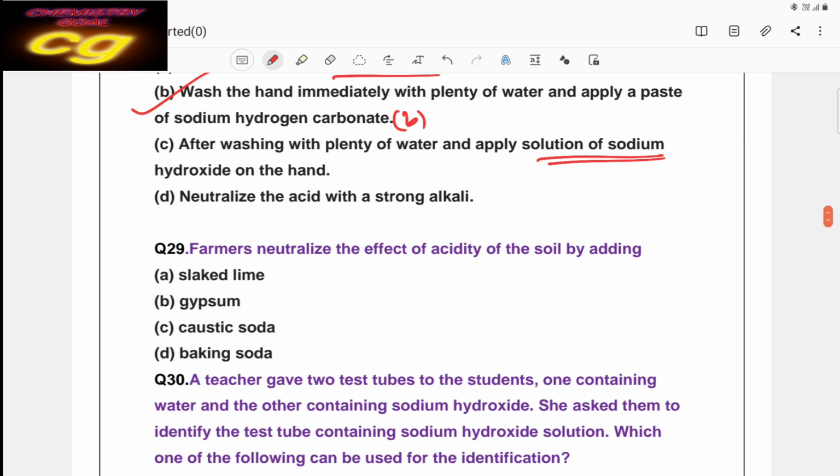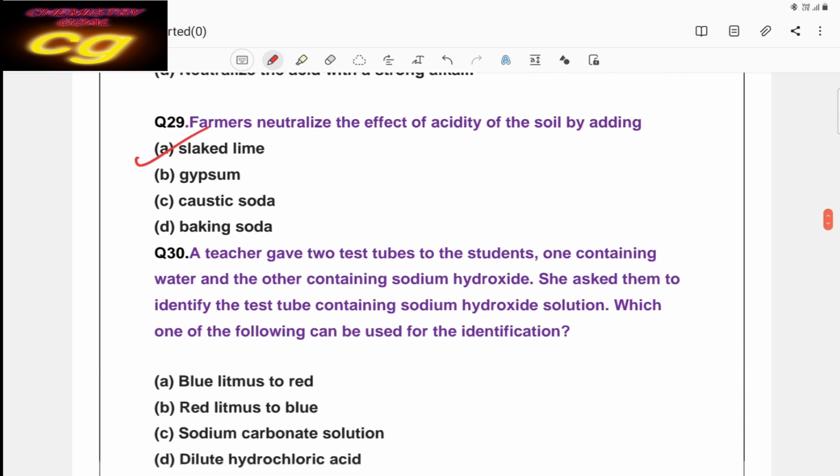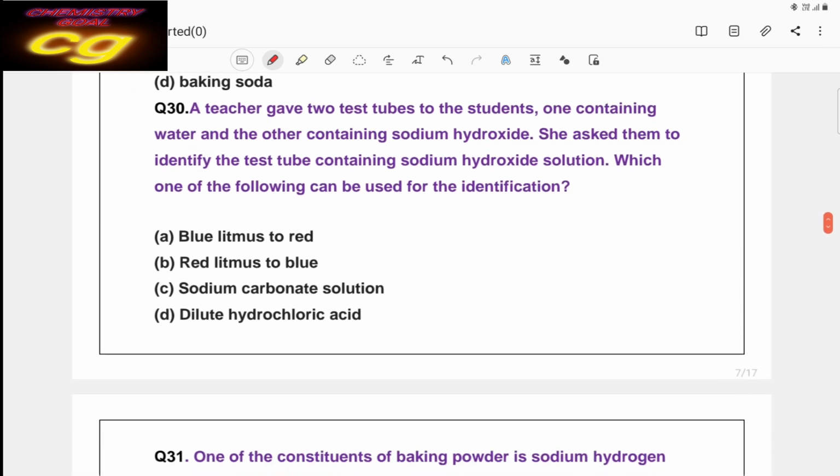Farmers neutralize the effect of acidity of soil by generally adding slaked lime. This is the correct answer, because slaked lime is basic and neutralizes the acidic soil.